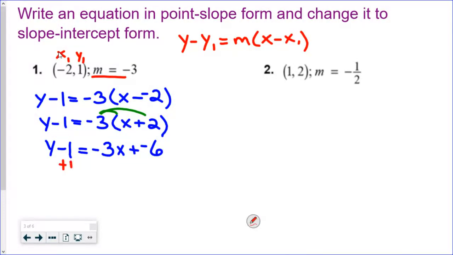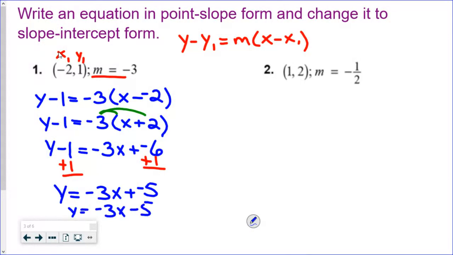And now I'm going to add 1 to get y equals negative 3x plus a negative 5. You might also see this sometimes as minus 5, but either one of these is your answer. Woohoo! Okay, let's do it again.